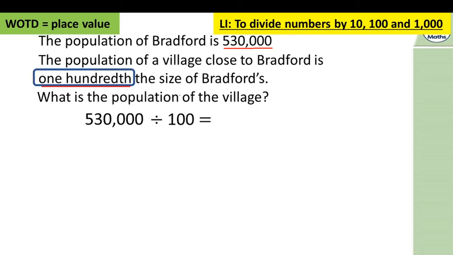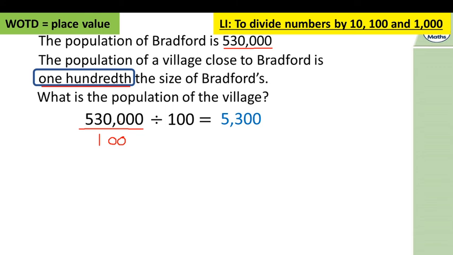So we need to divide it by 100 because by saying it's 1/100th the size, basically you're saying this. That's the village. It's 100. That's the whole at the top. You have to divide it by 100 to get the answer. So can you work out, using what we've learned, what we've talked about, the population of that village? Think about how many columns and in which direction you move if you're dividing by 100. Have a pause, write down your answer, and then restart the video.